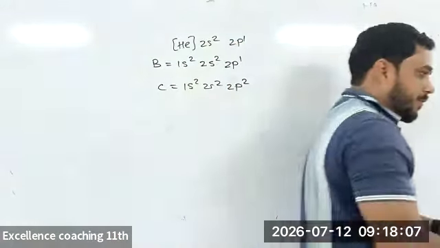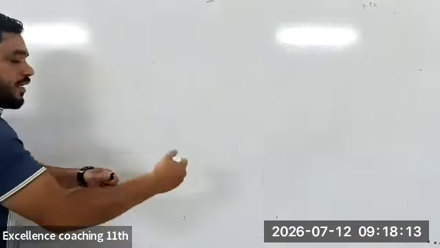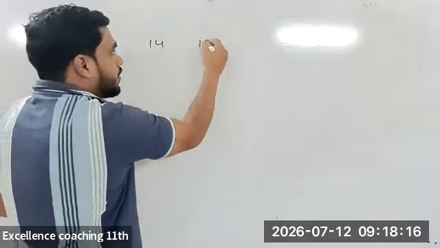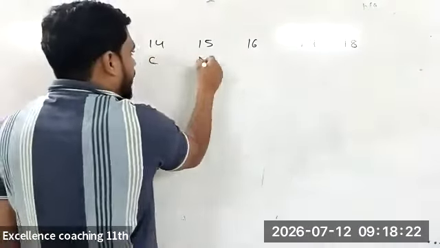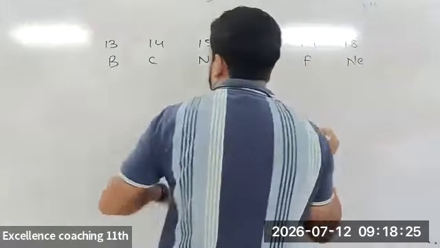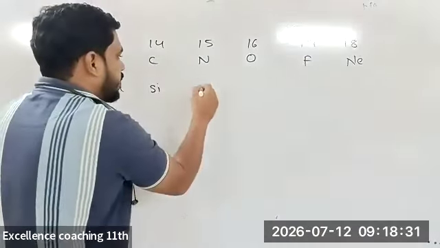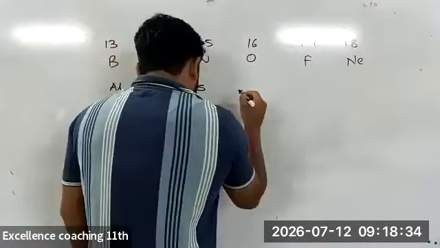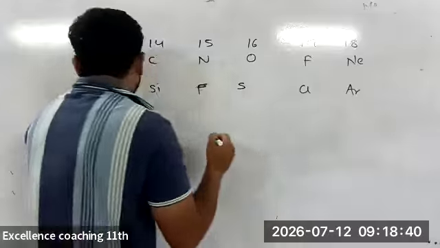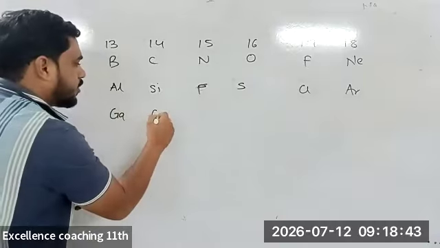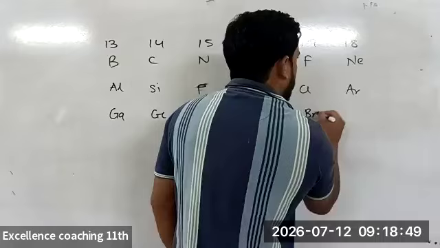So I will just write the whole thing again. The mistake was made by me, not by all of you. So group 13, group 14, group 15, 16 also, 17, 18. Here I have boron, then carbon, nitrogen, oxygen, fluorine, and neon. Below boron comes aluminium, below carbon silicon, below nitrogen phosphorus, then sulfur, chlorine, argon. Correct, no? So boron, aluminium, gallium, carbon, silicon, germanium, nitrogen, phosphorus, arsenic, oxygen, sulfur, selenium, chlorine, bromine, neon, argon, krypton.